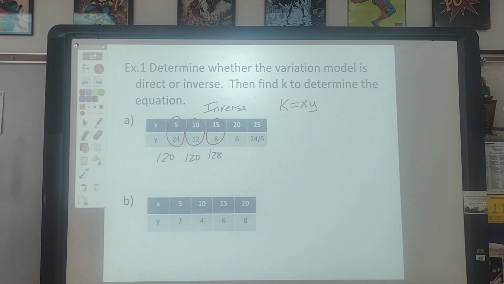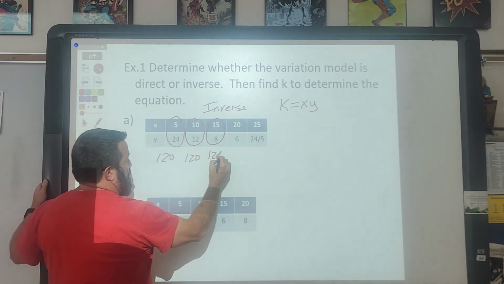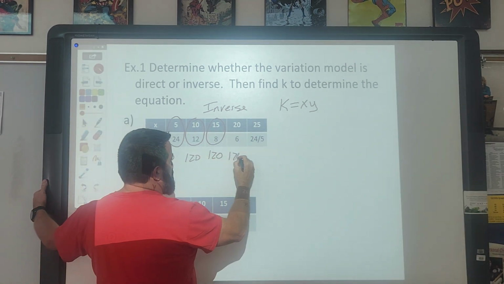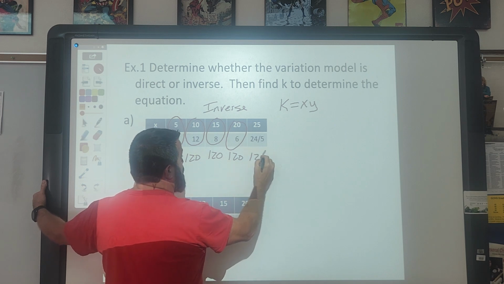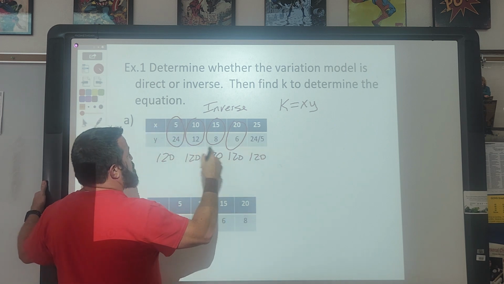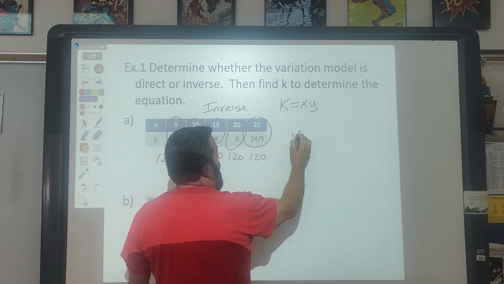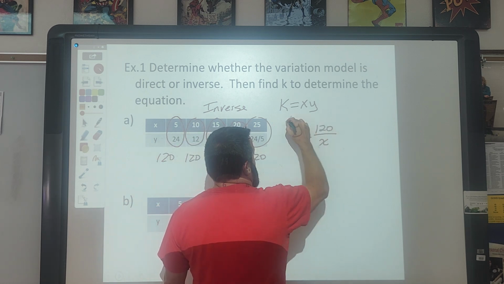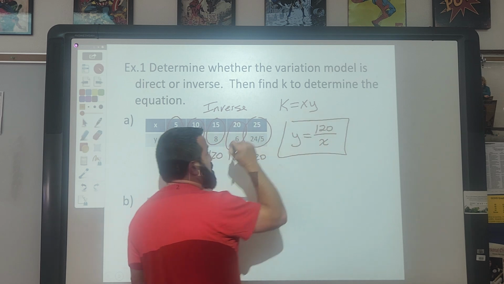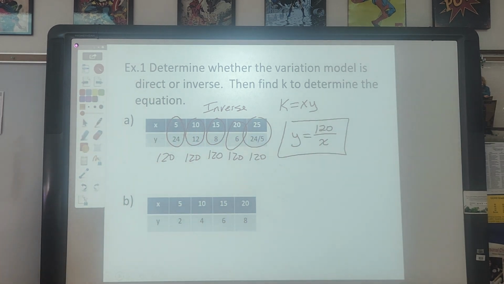Not 128. I was about ready to sneeze, so my mind went crazy. All right. 20 times 6, 120. 25 times 24 fifths is still 120. So my equation on this one would be y equals 120 over x. That would be my inverse variation equation, so it is indeed inverse variation.